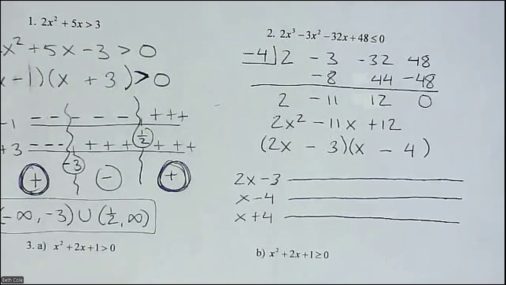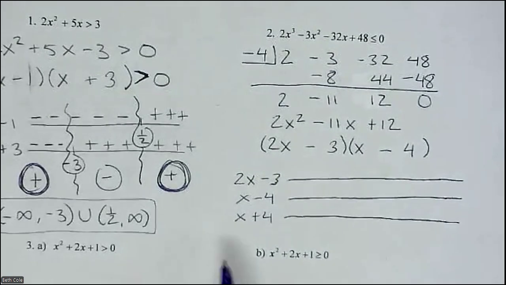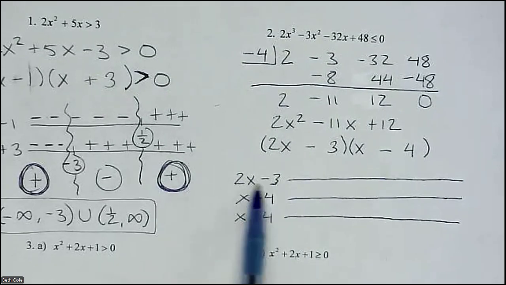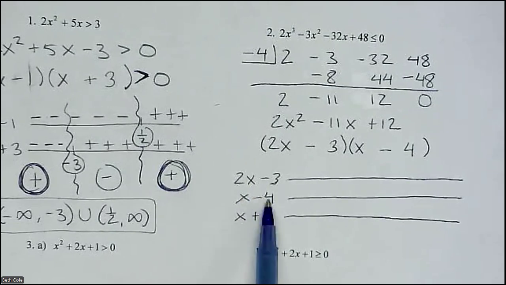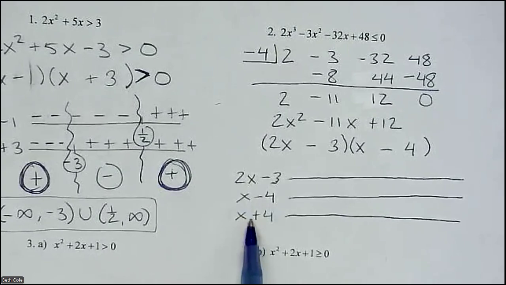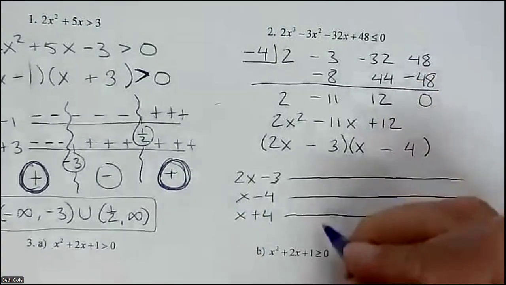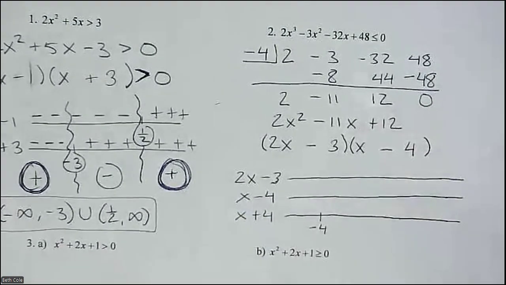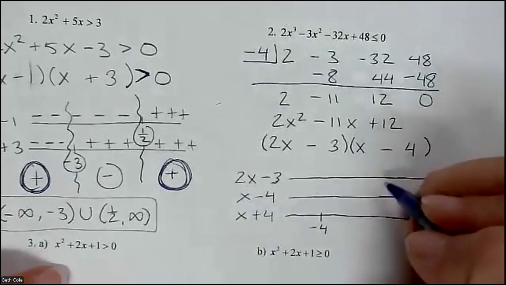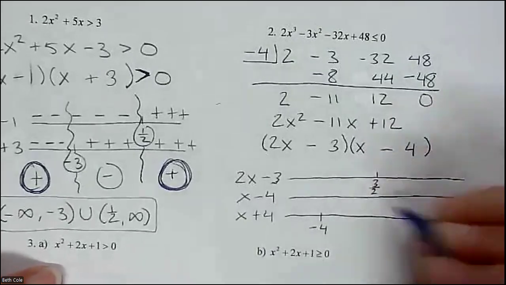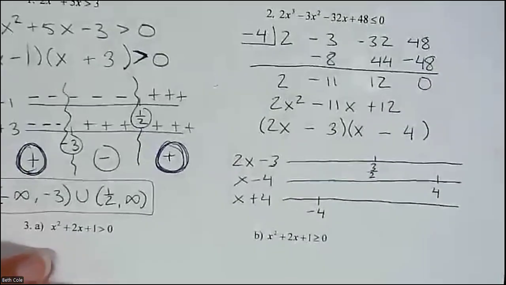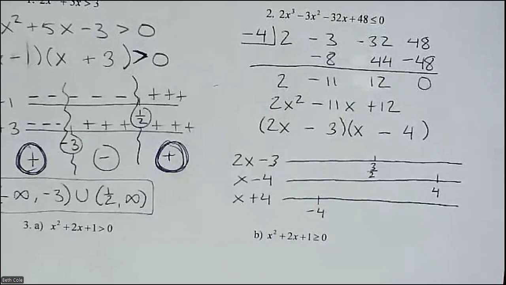All right, now we have to get our zeros on there in order. They have to go smallest to biggest because it's a number line. What would this one be? 3/2, which is 1.5. This one would be +4, and this one would be -4. So -4, then 3/2, then +4. Do you see how I made them go in order? Smallest to biggest.